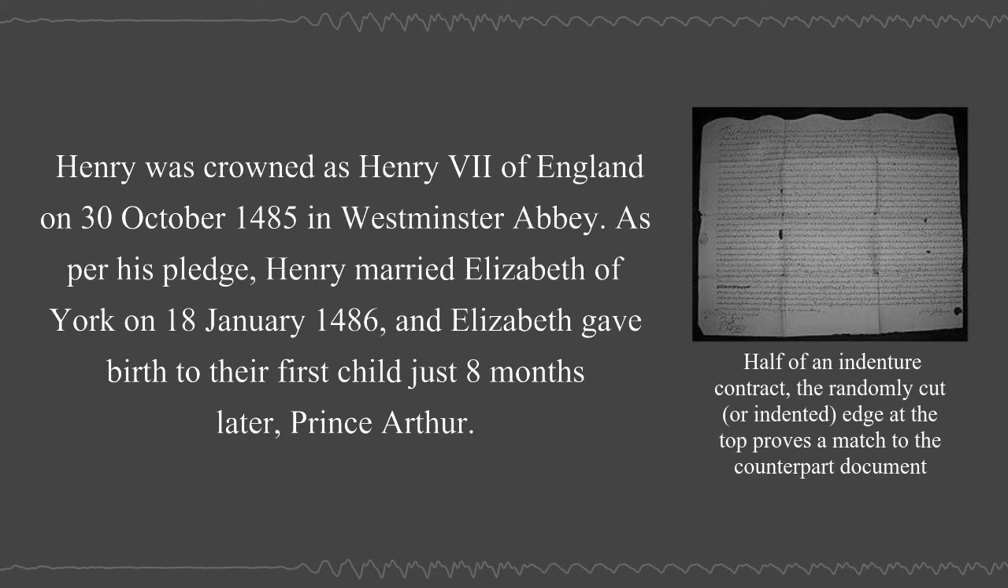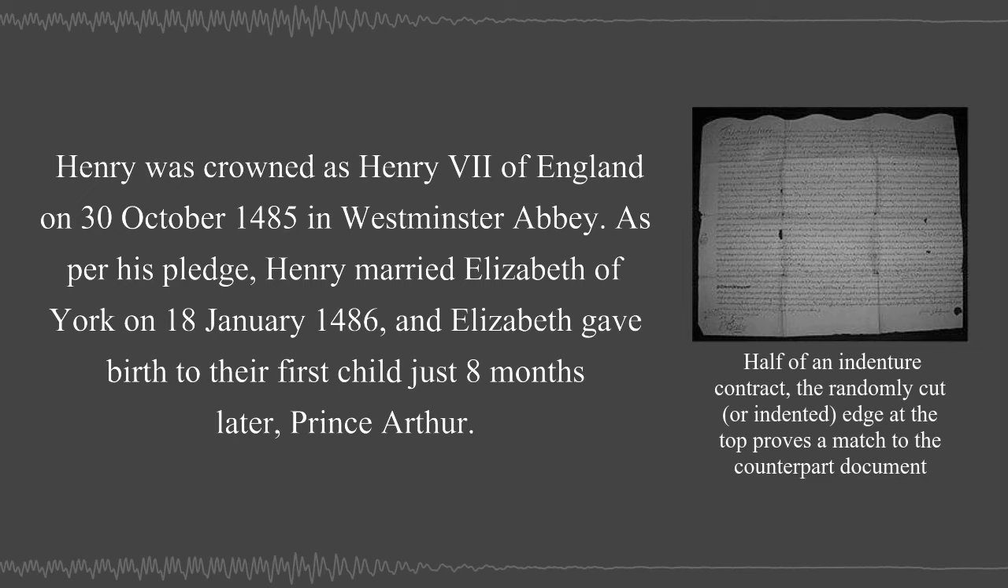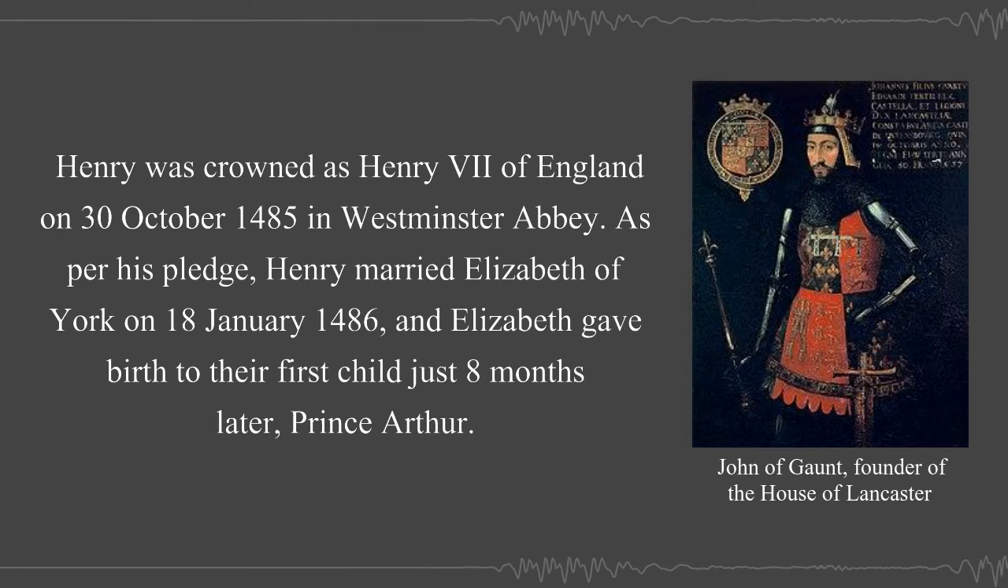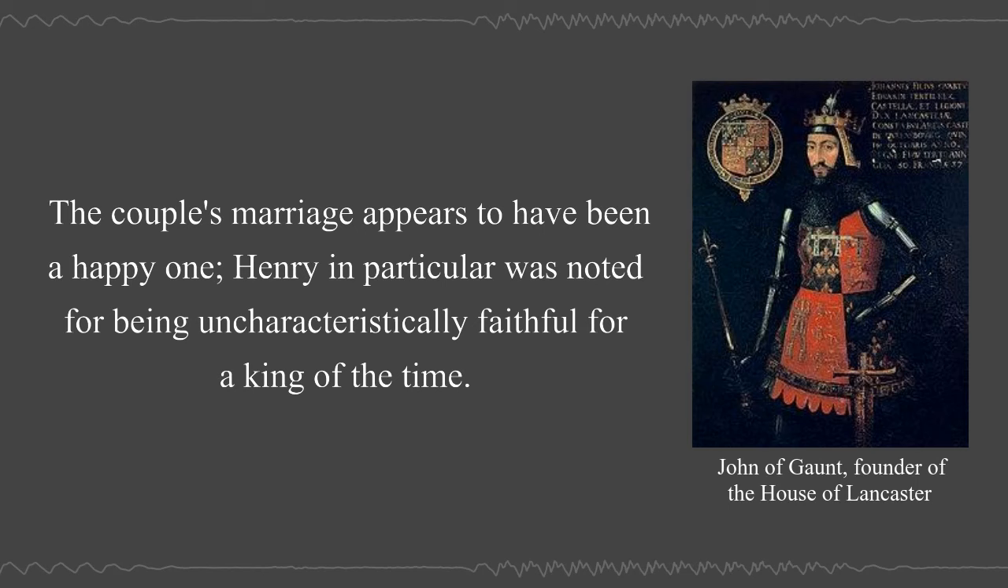Henry was crowned as Henry VII of England on 30 October 1485 in Westminster Abbey. As per his pledge, Henry married Elizabeth of York on 18 January 1486, and Elizabeth gave birth to their first child just 8 months later, Prince Arthur. The couple's marriage appears to have been a happy one. Henry in particular was noted for being uncharacteristically faithful for a king of the time.